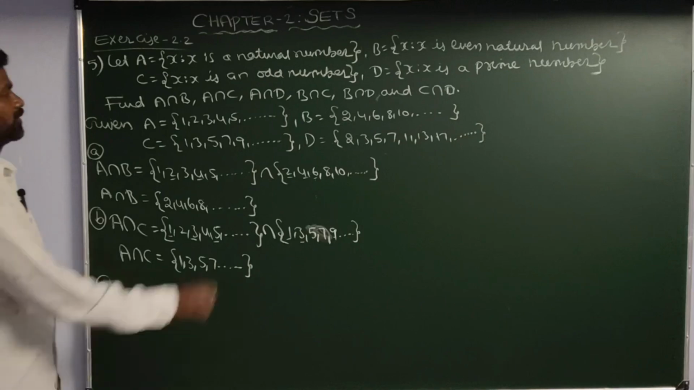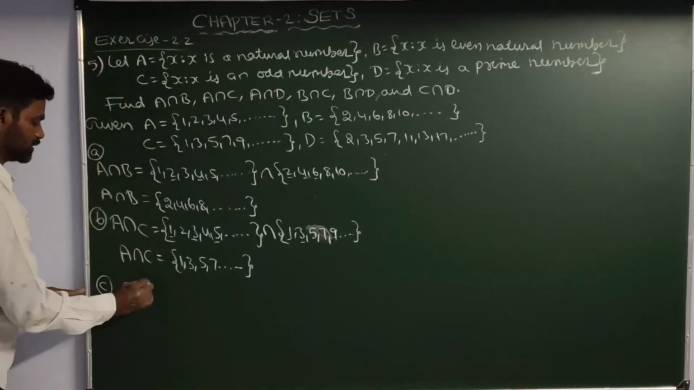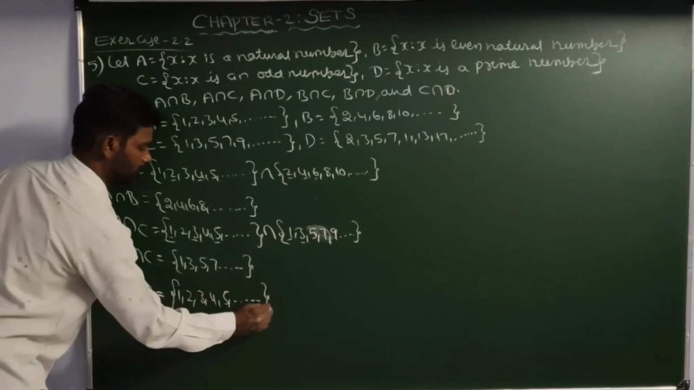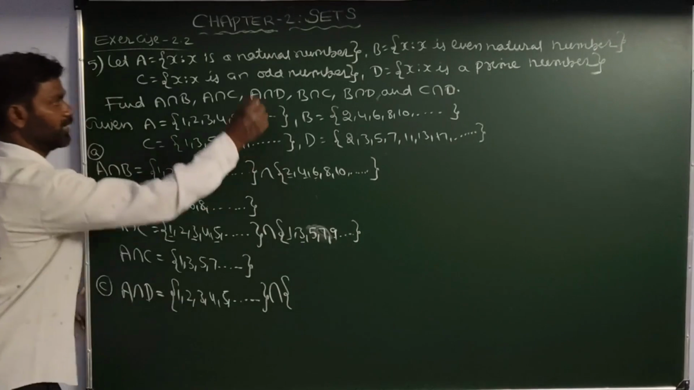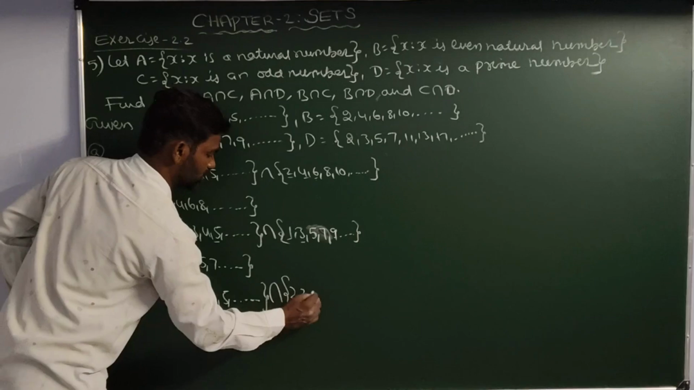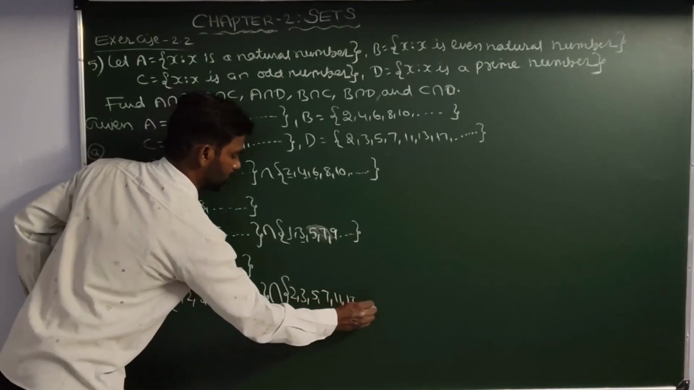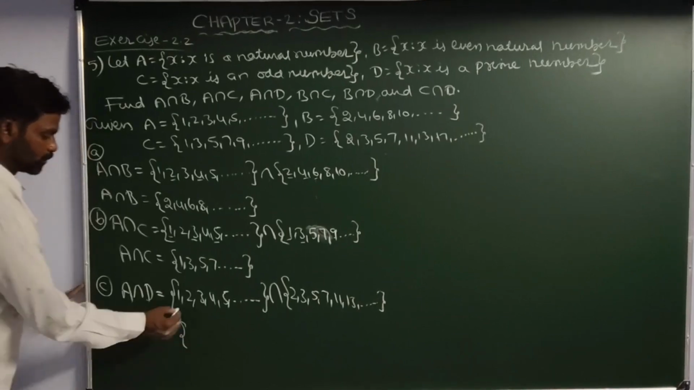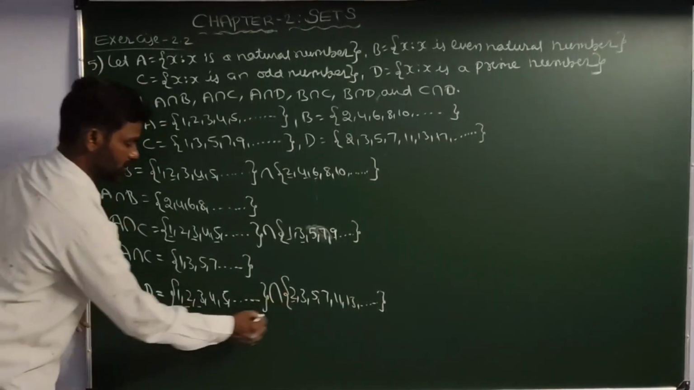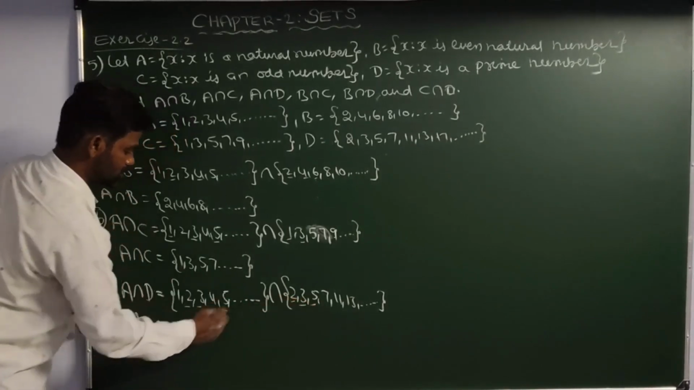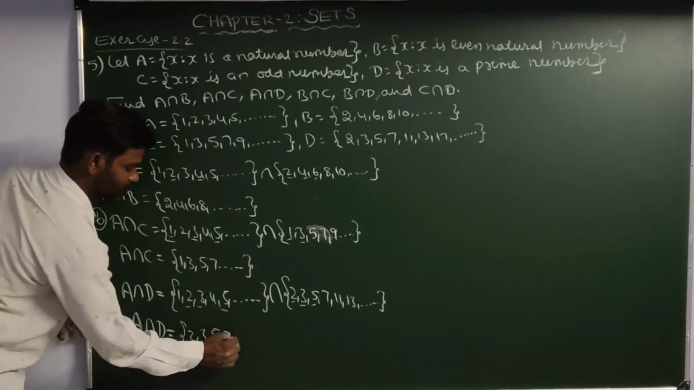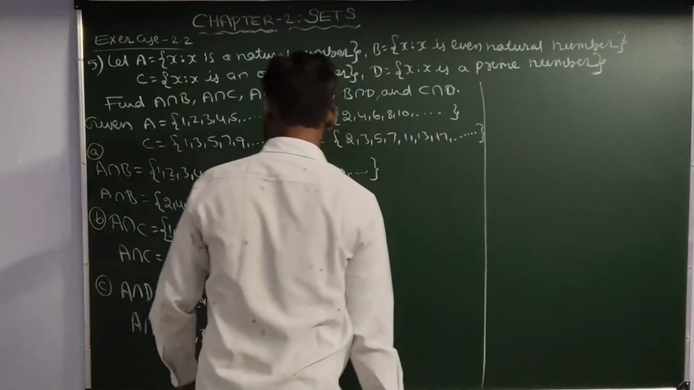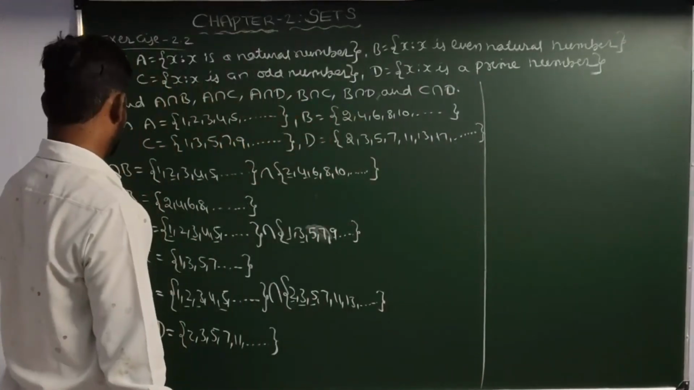Next, let us find the third one, that is A intersection D. A elements are the natural numbers 1, 2, 3, 4, 5, and so on. Intersection D elements. What are the D elements? Prime numbers 2, 3, 5, 7, 11, 13, and so on. Now what are the common elements here? 2 is a common number in both sets, and 3 is also there, then 5, 7, 11, and so on. So these are the common elements. That is the third one, A intersection D.